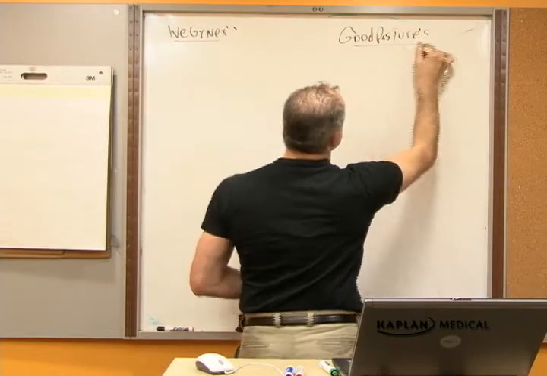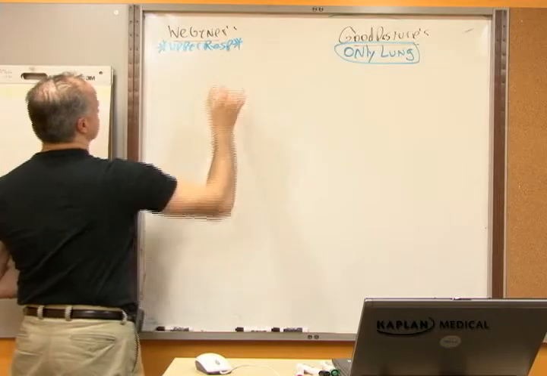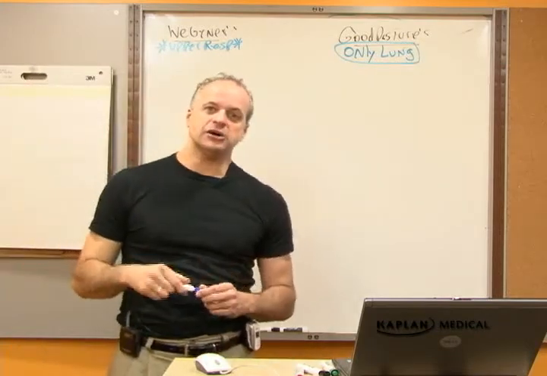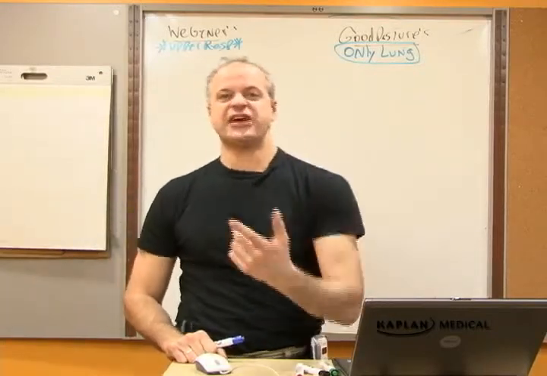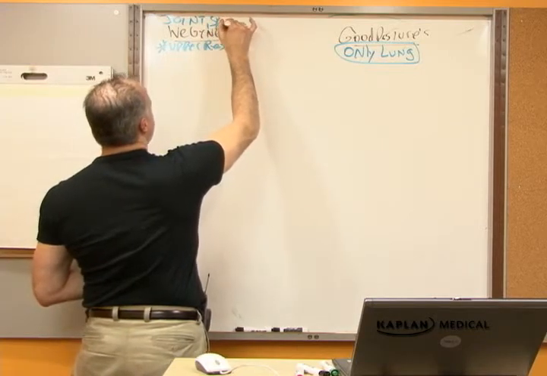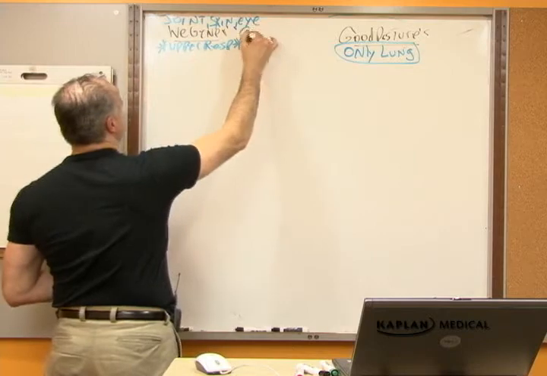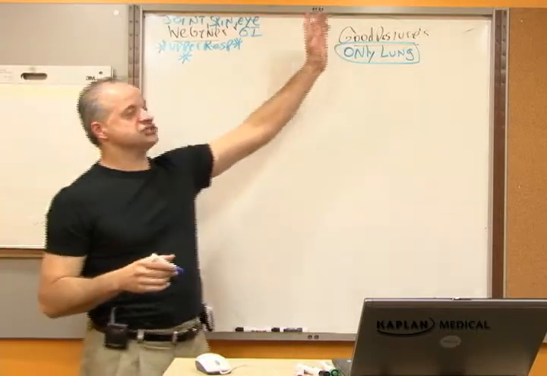If you look at this slide, Wegener's and Goodpasture's are very close to each other. Both are pulmonary-renal, but Goodpasture's is only the lung, whereas Wegener's granulomatosis is not just the lung, it is upper respiratory as well. Wegener's is a systemic vasculitis, so it also goes into the joints, skin, eye, renal and GI tract. However, the most characteristic thing is that it's both upper and lower respiratory, whereas Goodpasture's is only lung.